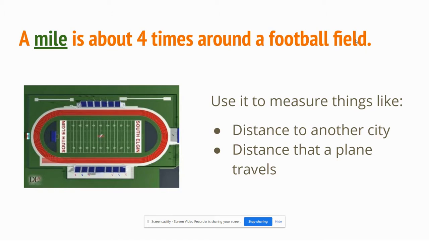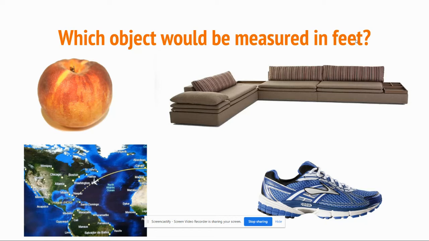Then we have a mile. A mile is 4 times around a football field. So you see those tracks that go around the football field. You have to run that 4 times to make 1 mile. We use miles to measure things like distances to other cities or distances on a map, definitely distances that planes travel.